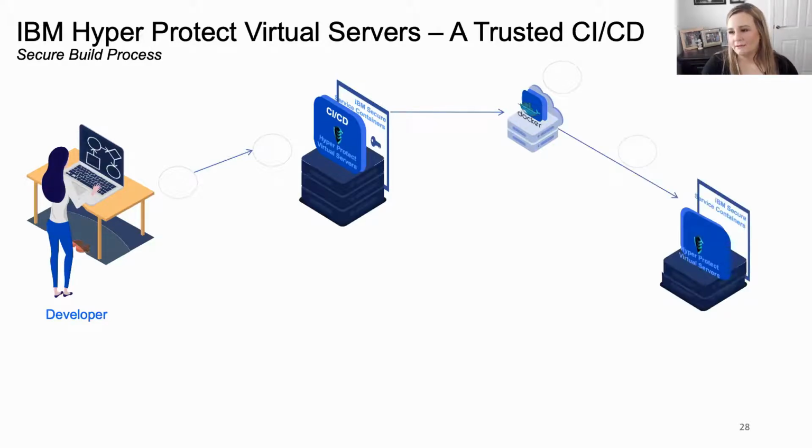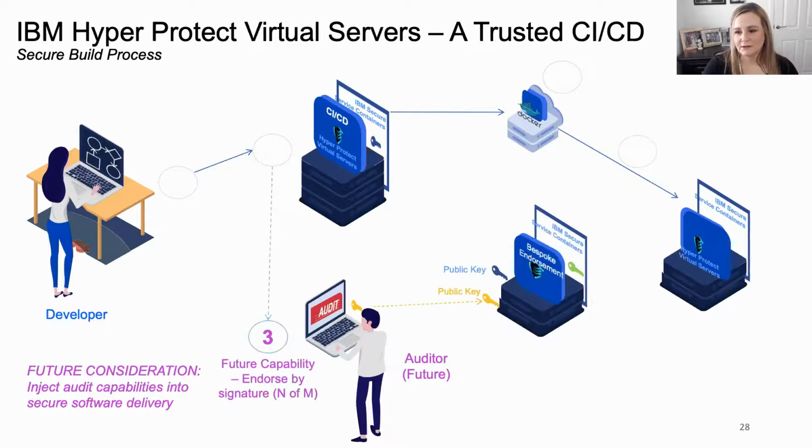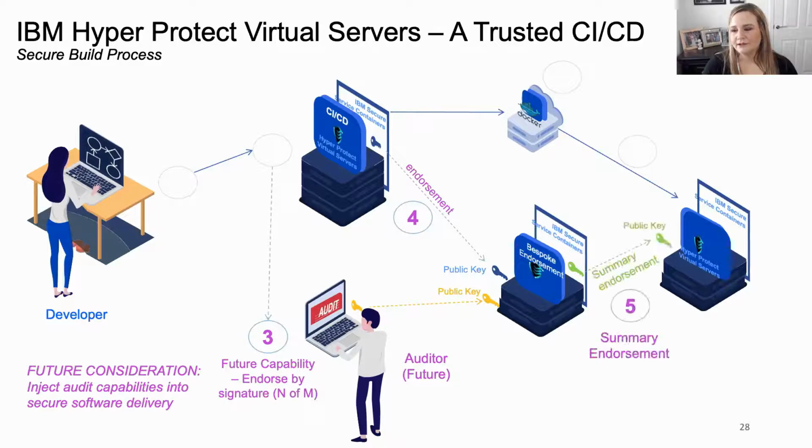And then we're going to configure Docker Content Trust to then be able to talk to our HyperProtect virtual server. And in the future, we could have an auditor verify and inject audit capabilities into this. And they would have the ability to maybe endorse that, yes, this is the image that's been through all the checks, it's good to go. And they could have their bespoke endorsement and exchange of keys. And then we get a summary endorsement back to the virtual server.